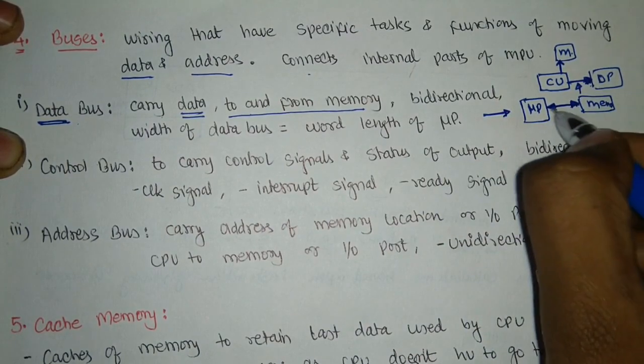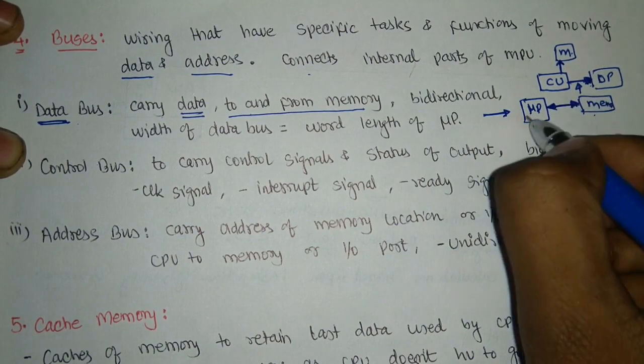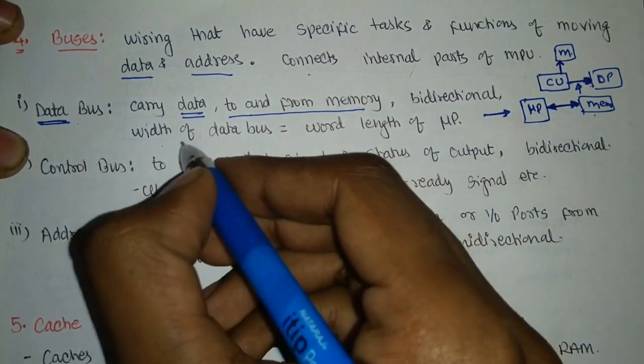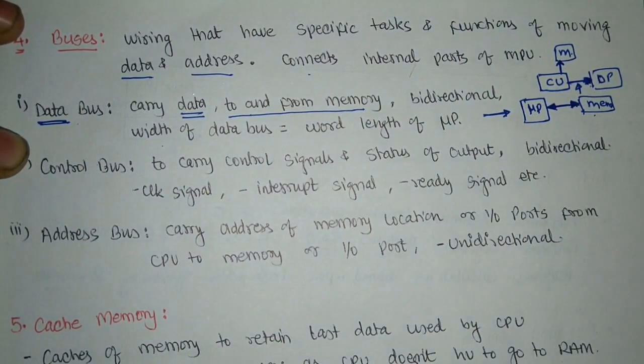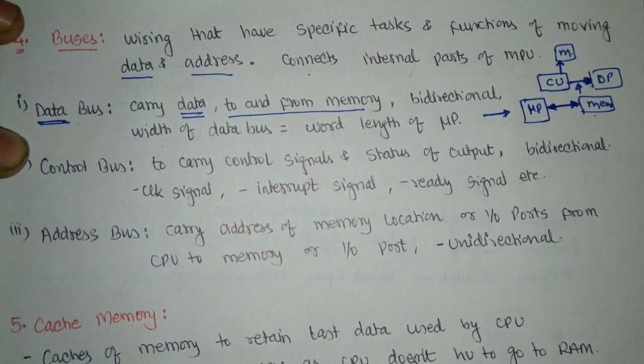It is bidirectional in nature, meaning it can work both ways, from this side to this side as well as the opposite. The width of the data bus is the number of wires that we have in our bus. So the width of the data bus is equal to the word length of the microprocessor. We will be discussing that shortly.